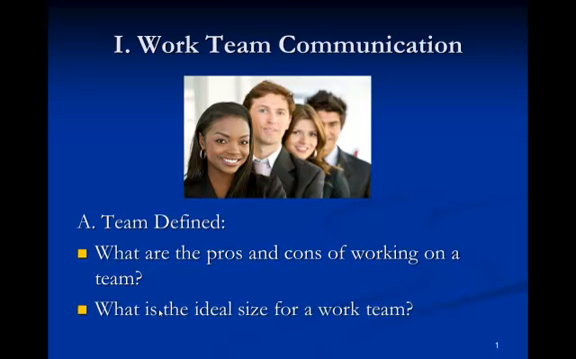So what is the ideal size for a work team? Well, research suggests that 5 people is the best number for a work team. Why? Well, with fewer than 5 people, you don't have as many opinions and perspectives to consider, and that's a value to a group. But with more than 5 people, it becomes really tedious trying to reach a consensus when you have so many opinions to deal with. So 5 is considered the target number for a group.